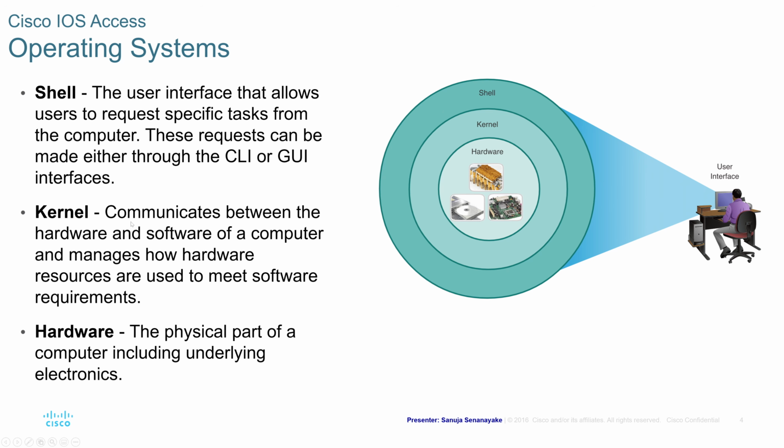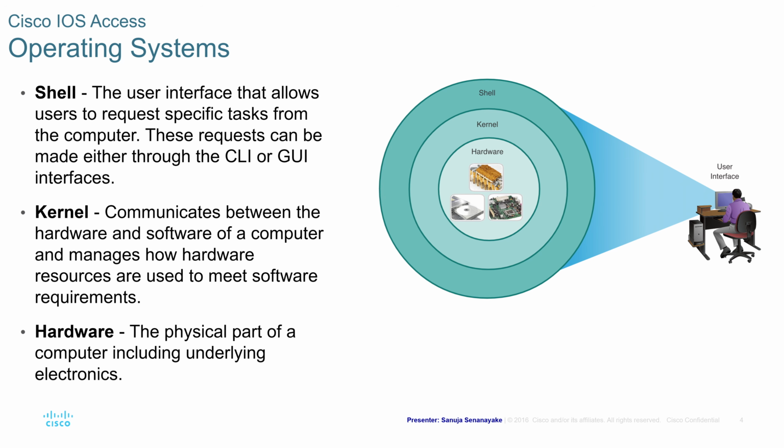The next one is the kernel. The kernel facilitates the communication between hardware and software of the computer, and it manages how the hardware resources are used to meet software requirements. So you can look at the kernel as an intermediary between the shell and the hardware. And finally, the hardware is the part of the computer that includes electronics and physical components. This could be a computer, and in this particular course, they are mostly routers and switches.